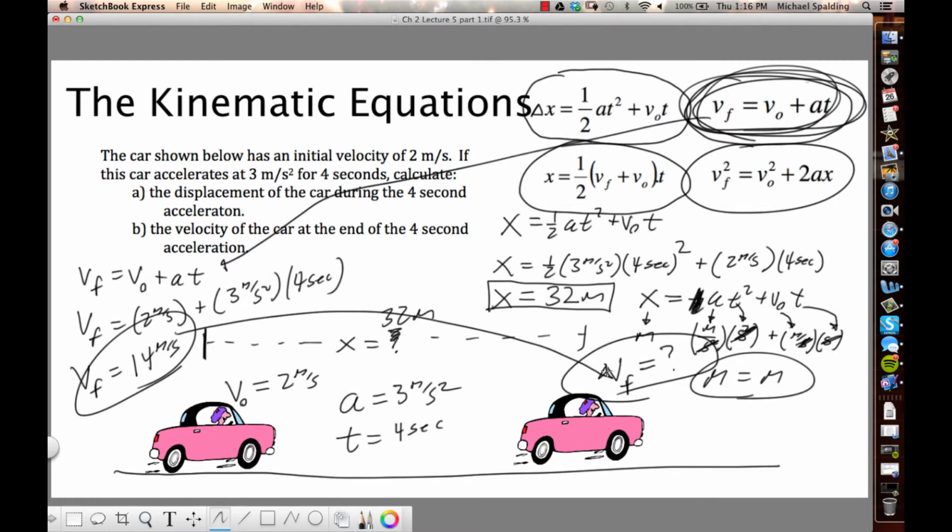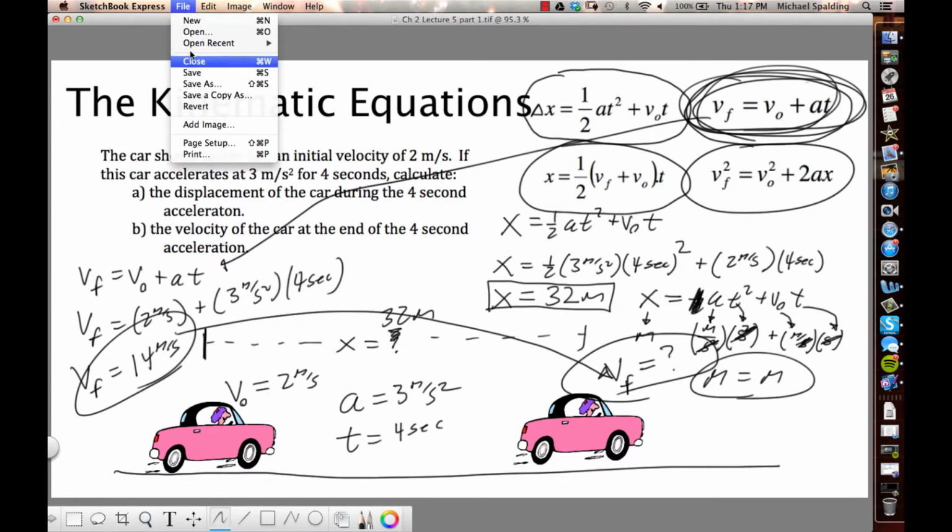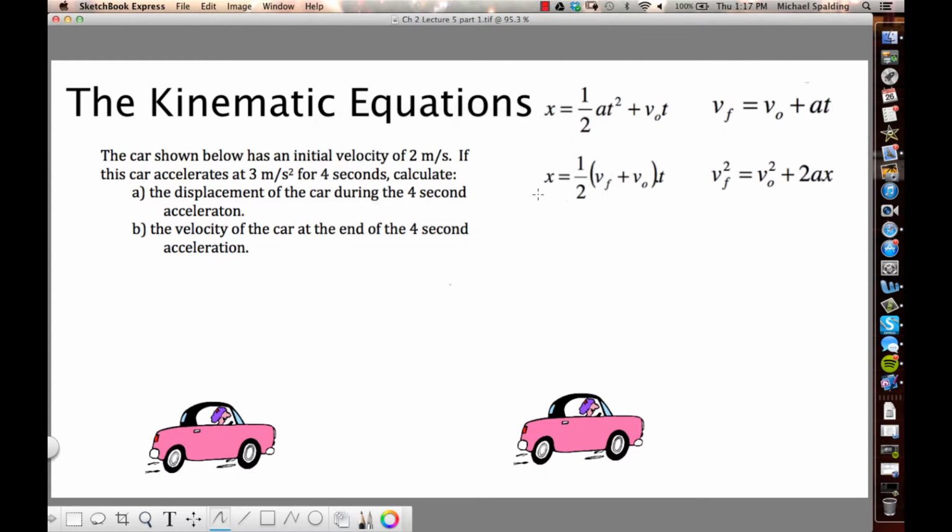Now, I'm going to end this part of the lecture. Before you leave, we're going to look at a problem where you have to pay attention to sign conventions. What do we mean by sign conventions? Sign conventions are: to the right is plus, to the left is minus. For example, let's say the initial velocity of the car was 2 meters per second, but what if the acceleration were -1? What's going on here?